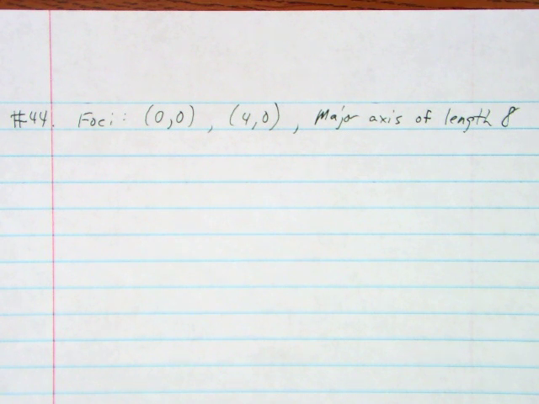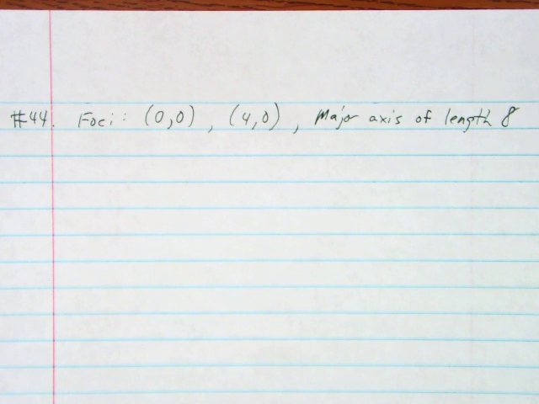Okay, this is a trickier problem right here. This is number 44, section 4.5. We're looking for the foci. We're looking for an equation of the ellipse. We know this is an ellipse, but we're trying to find an equation for it now. We know what the foci is, and we know what the major axis length is.